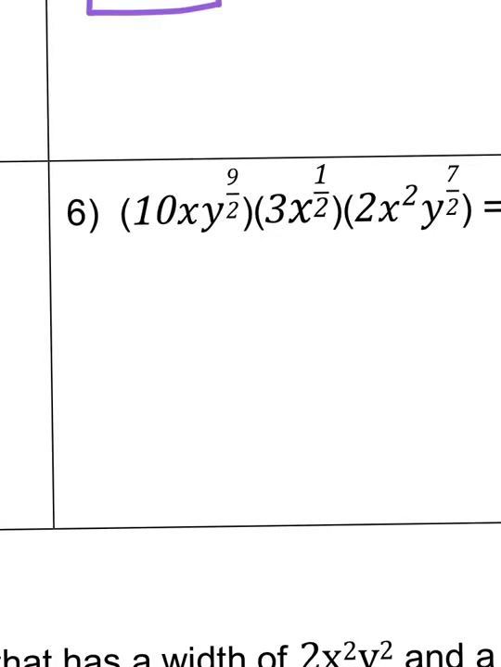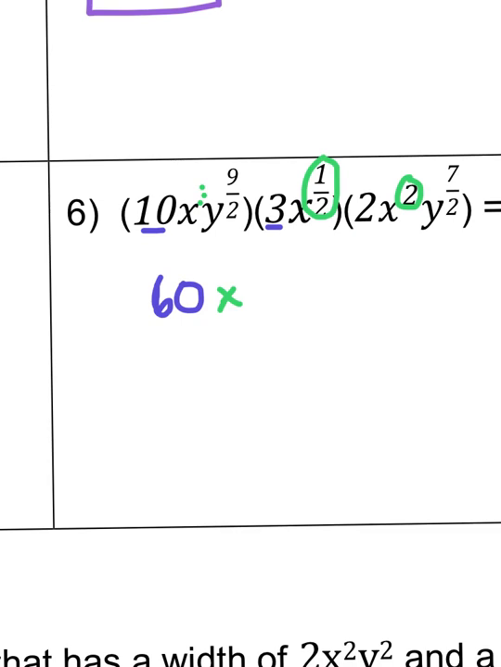Number 6 is the same type of problem. We'll multiply the coefficients and add the exponents. So let's look at the coefficients of 10, 3, and 2. 10 times 3 is 30. 30 times 2 is 60. Now let's look at the x base. We'll add the exponents. This is where most algebra students make a mistake. This x has a power of 1. It's an understood power of 1 and it's invisible. This one has 1/2 and this one has an exponent of 2.